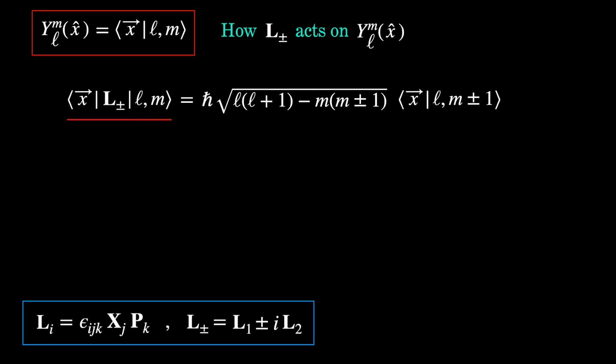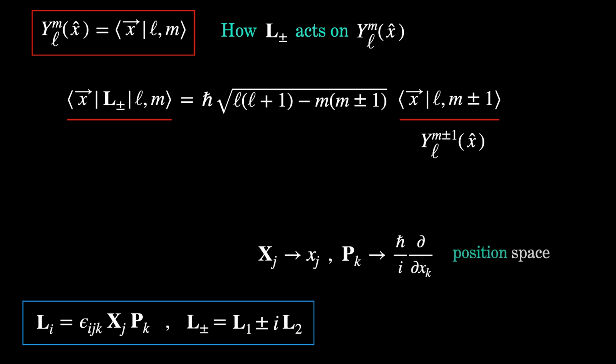This term on the left-hand side is basically how the operator L plus minus acts in position space on the state Lm. State Lm in position space is just the spherical harmonics. The position space representation of L plus minus can be obtained simply by substituting the position space representations of position and momentum operators into the definition of L plus minus in the blue box. We have covered the position space representation of these operators way back in lecture 2. See the link in the description. Let's proceed with this substitution.